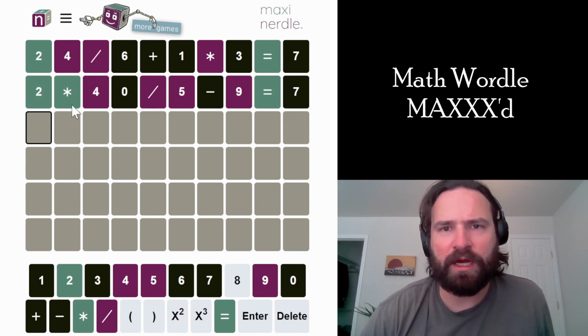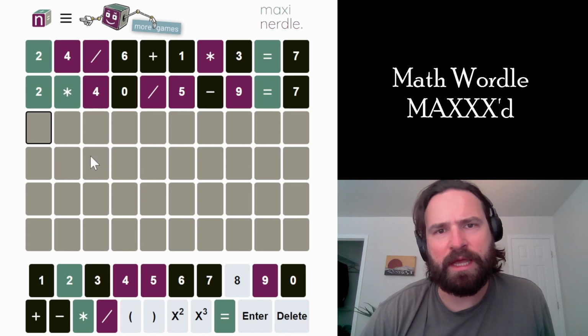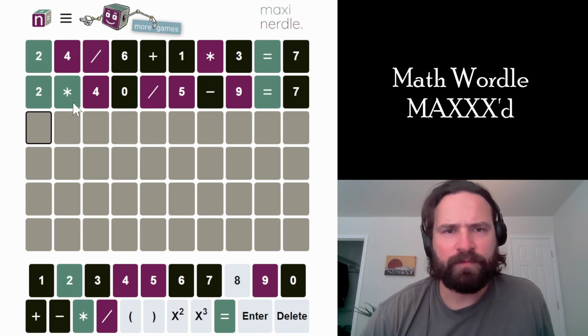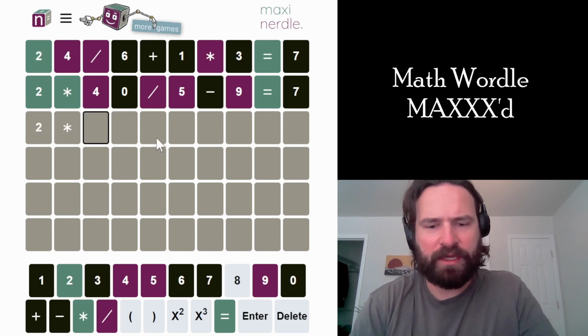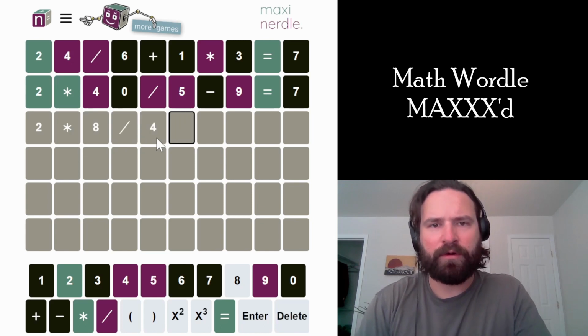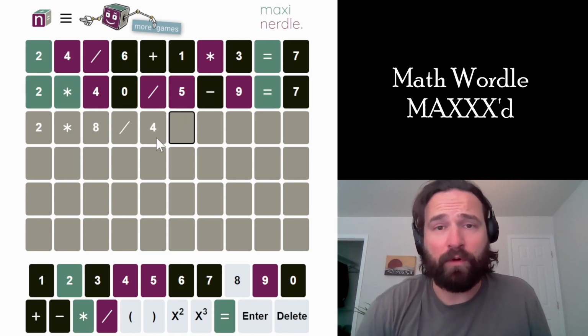So we do have 2 times something. We get a 9 out of that. The only number we haven't used yet is 8. Division is sort of running out of places to go. We don't have subtraction. So 2 times something divided by something, like real fast. Like 2 times 8 divided by 4. I feel like that's a reasonable thing to put in. 2 times 8 divided by 4 is just 4.